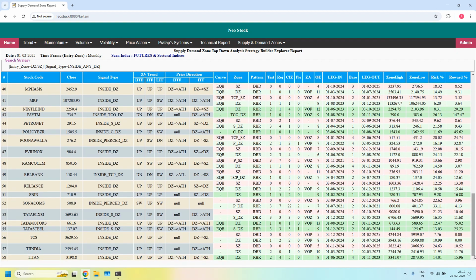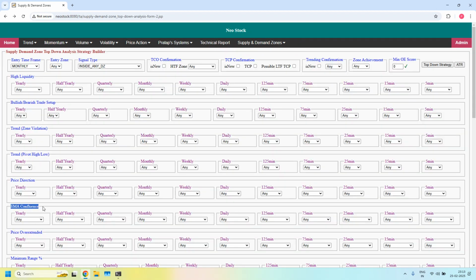Okay, we can further filter this list by setting the EMA confluence parameter on the quarterly demand zone. So let's add that filter. In the EMA confluence at monthly time frame, I am setting the filter monthly demand zone having monthly EMA confluence or not. And trend on the monthly should not be sideways, so it can be up or down.